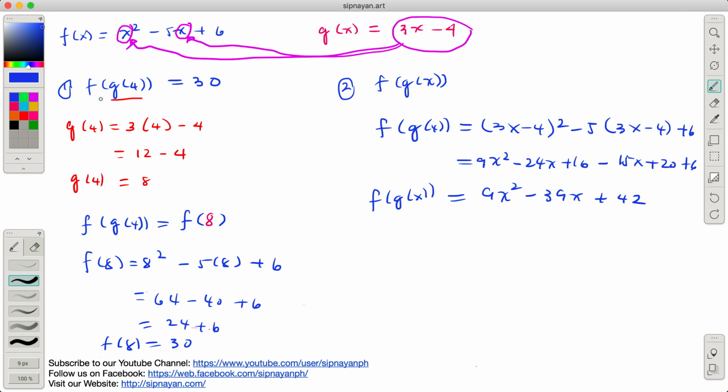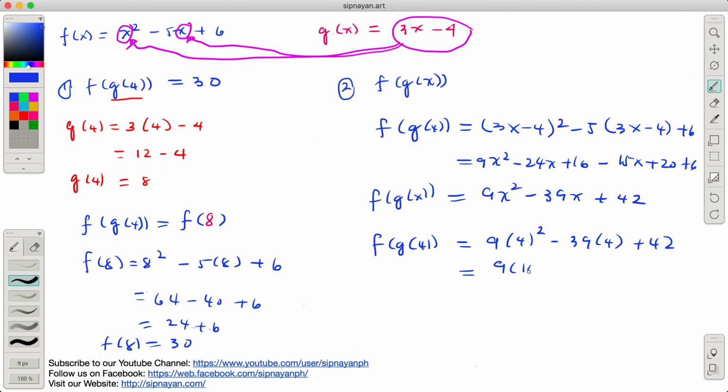Now notice that dito, kinuha natin yung f of g of 4. So malalaman natin, pag nag-f of g of 4 tayo, pwede natin siya i-substitute dito. Dapat yung magiging sagot natin dyan ay 30. Check natin. Patay tayo dito pag nagkamali tayo. 9 times 4 squared minus 39 times 4 plus 42. Dapat 30 yung sagot natin, dapat pareho siya dito, kasi we're looking for f of g of 4.